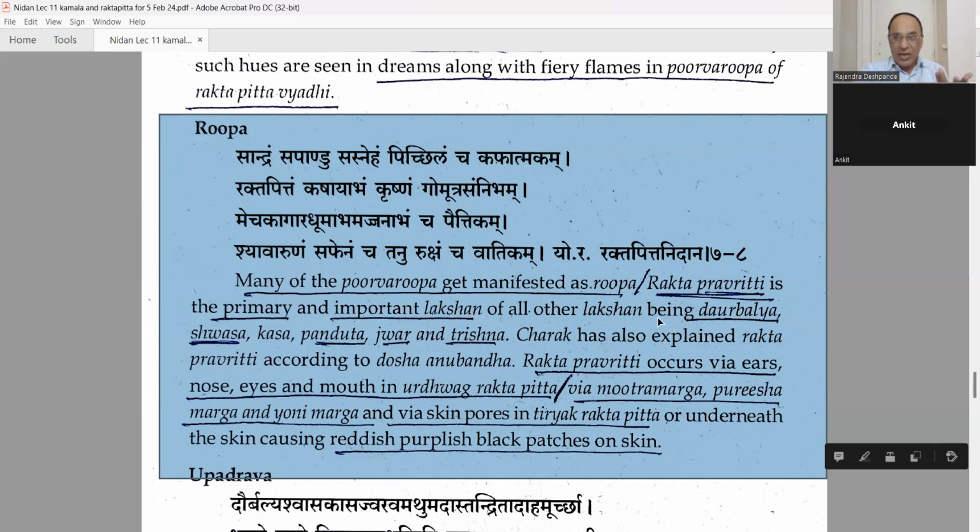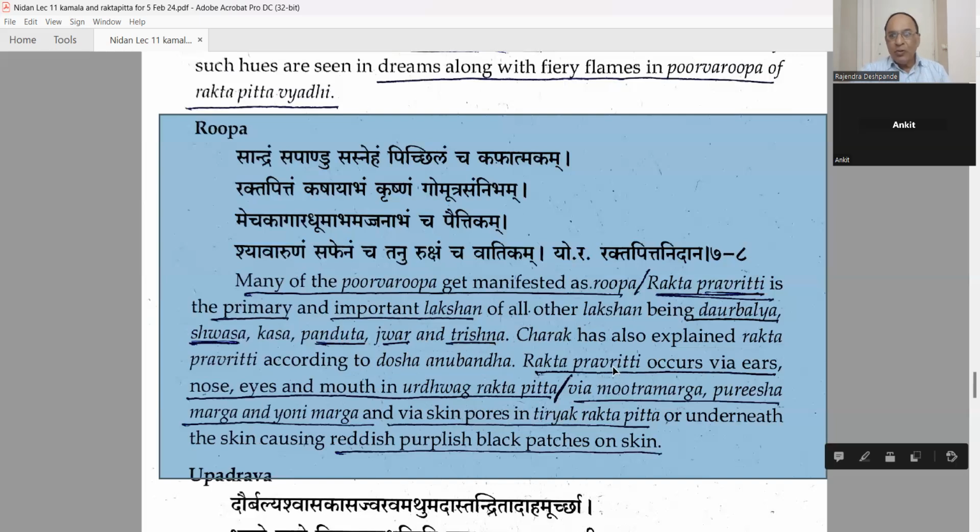Daurbalya, because anemic condition is there. Shwas, in anemic condition, you require more oxygen, because the RBCs are carrying the oxygen and they are less. So you make more efforts to breathe more and get the oxygen inside. Then Kasa, Panduta, pale color, Jwara, mild fever because chances of viral infections, and Trishna, lot of thirst will be there.